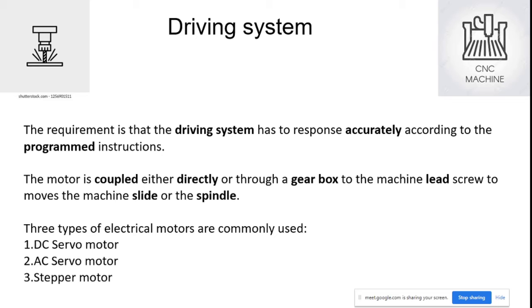So, three types of electrical motors are used as a driving system to operate the CNC machine. Generally, from the initial stage, the DC servo motor is used. After that, the AC servo motor is used to operate the machine. And then the stepper motor is also involved in operating the machine. So these motors are the driving system for operating the CNC machine. So we should be aware of what is meant by DC servo motor, AC servo motor, and stepper motor. These are all important concepts in computer numerical control machines.